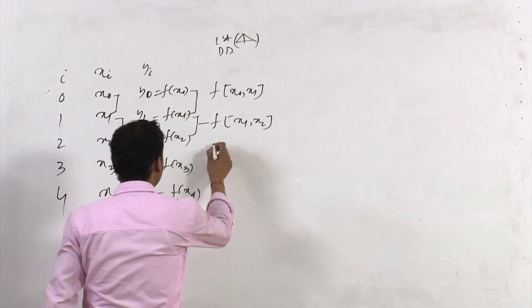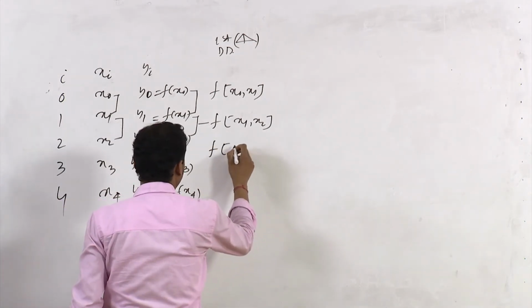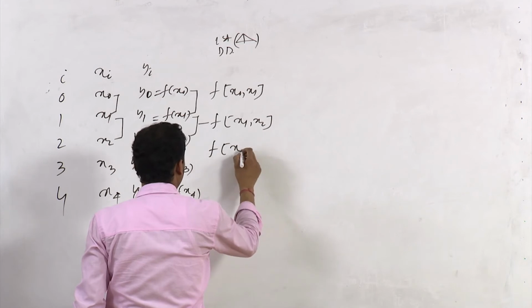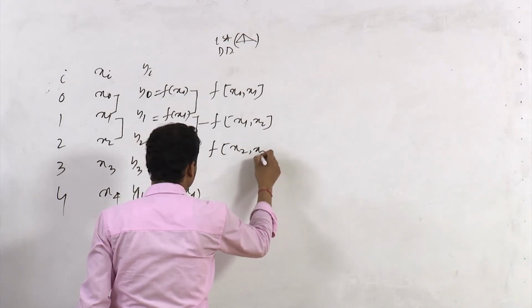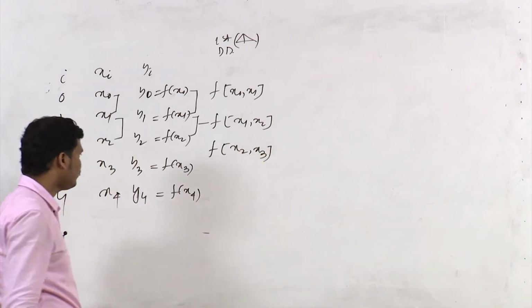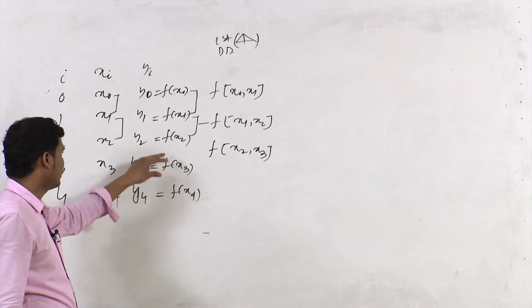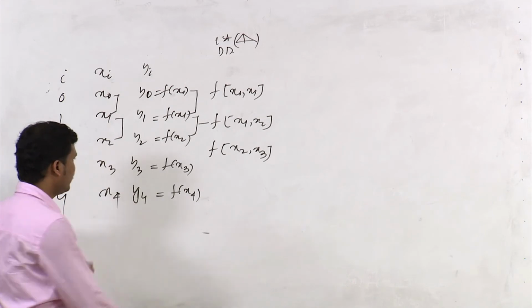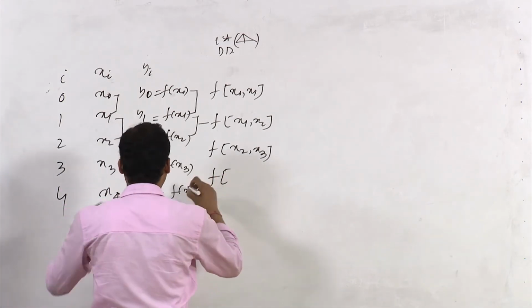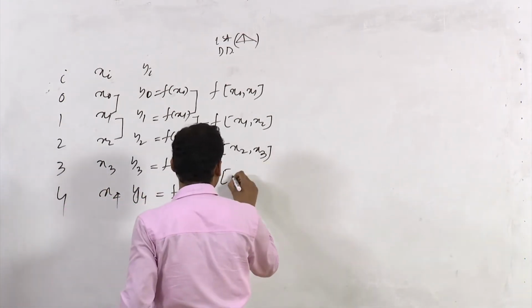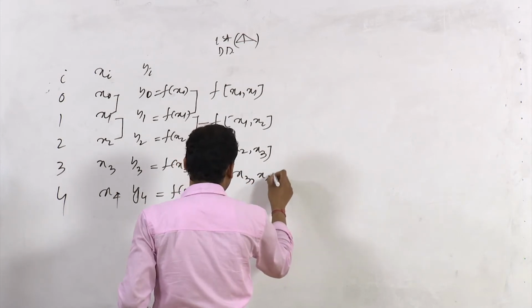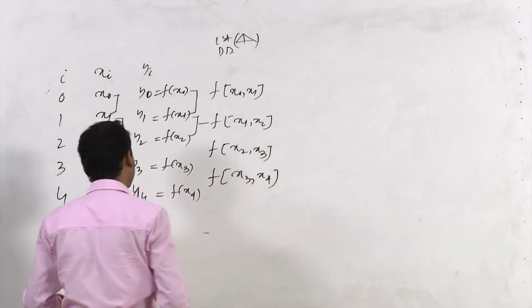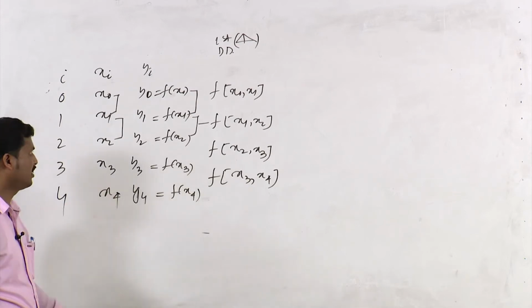Similarly, if we consider the divided difference of x2, x3 here, we can write it as f of x3 minus f of x2 divided by x3 minus x2. Similarly, we can find the divided difference of x3, x4 as f of x4 minus f of x3 divided by x4 minus x3.